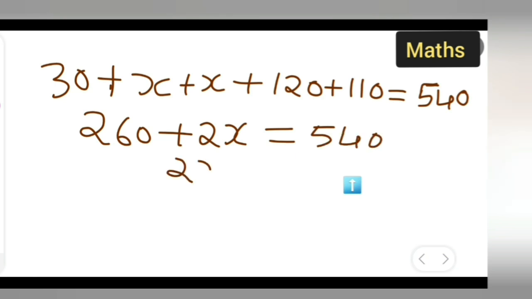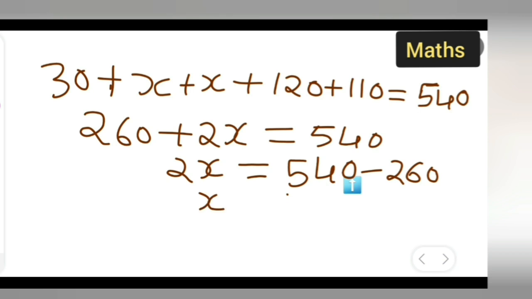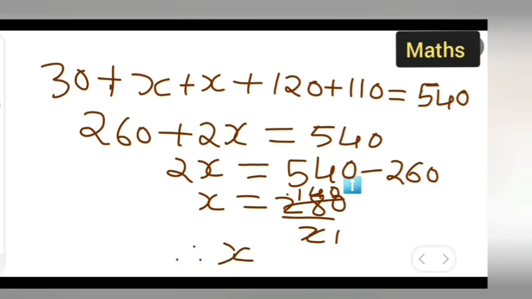Now you all can write down 2x is equal to 540 minus 260. So you have to subtract first. 540 minus 260 is going to give you 280. And this divided by 2. So 2 ones are 2, 2 eights are 16, 2 zeros are 0. So therefore what is the value of x? The value of x we got is 140 degrees.